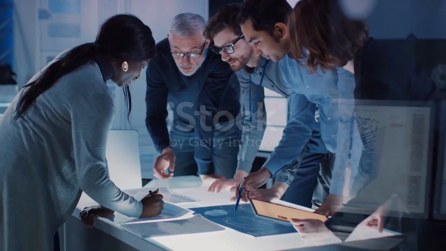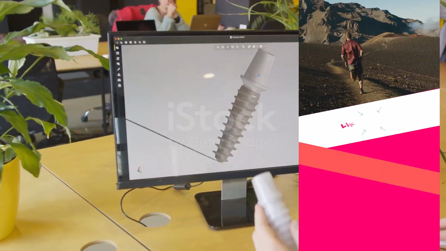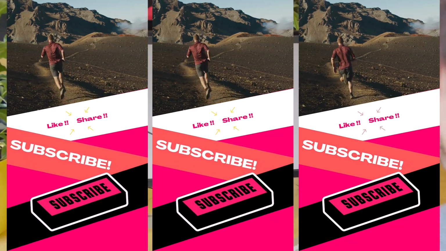And that wraps up our top tips for using FEA to improve design accuracy. Remember, mastering FEA takes time and practice, so keep iterating and learning.